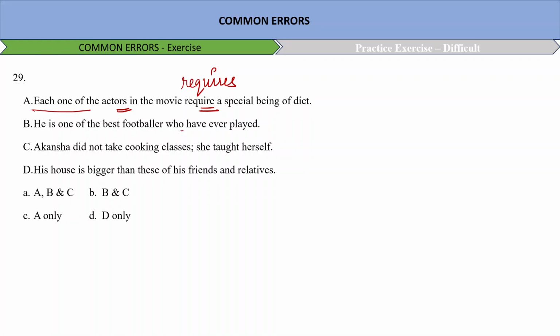He is one of the best footballers who have ever played. He is one of the best footballer who have ever played. Okay, Akansha did not take cooking classes, she taught herself. His house is bigger than those of his friends and relatives. So D and A definitely has an error. The correct answer is B and C. B correct answer. Next question.